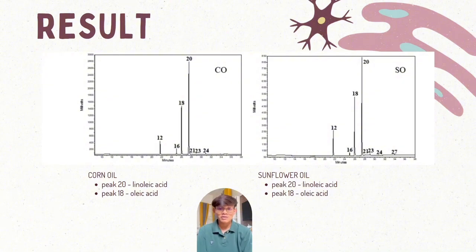The largest peak is peak 20. Linoleic acid appears in the later middle region. The oleic acid peak 18 is much smaller, confirming sunflower oil as a linoleic-rich oil.